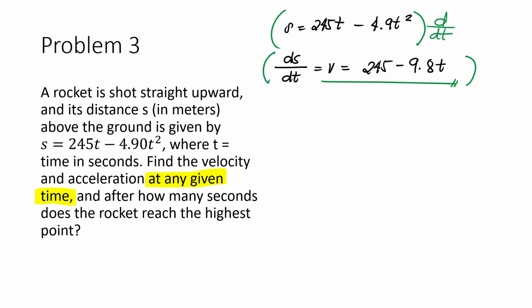Remember, acceleration is the second derivative of displacement. So, just apply the derivative to the resulting function. So this is not s, but t. Therefore, we have dv over dt, or simply the acceleration, that is equivalent to, the 245 becomes zero, so we have negative 9.8. That's the acceleration, in meters per second squared. This is meters per second.